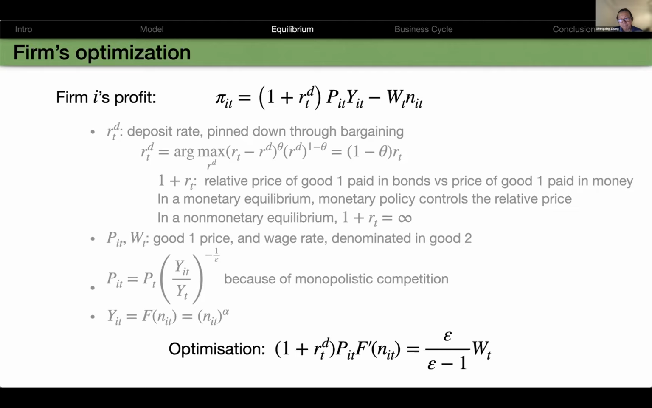I agree. I could ask about the why and the how, but that's okay. It's a modeling choice that we let a firm deposit. If we reverse the payment order, it could be the worker who is depositing and the firm is borrowing. Say the firm pays the wage first before they receive the revenue, then the firm will be borrowing. So in that sense, it can be.